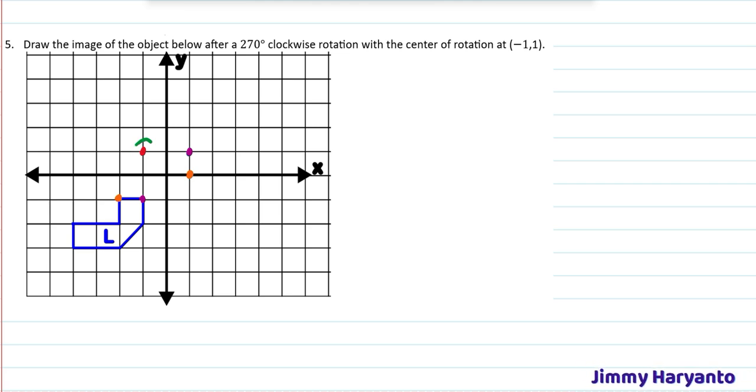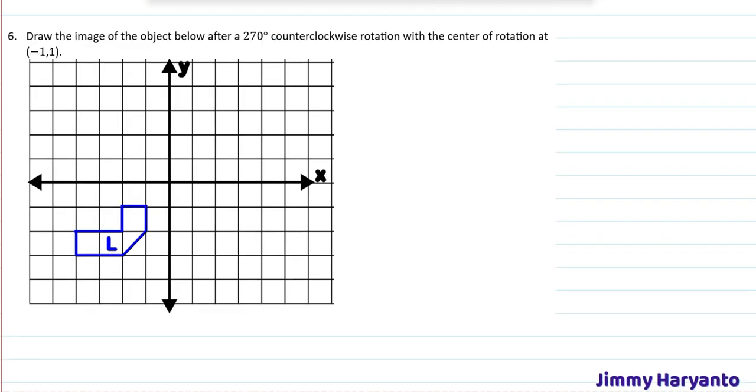I can see the picture right now. It will be like this, and then like that, this, this, this, this, and that. Okay, and this is L prime. Okay, this is how you do 270-degree rotation. Okay, this one is still the same, but it's counterclockwise. You only have to do like the previous one. Let's skip this one, yeah. It's the same as the previous.